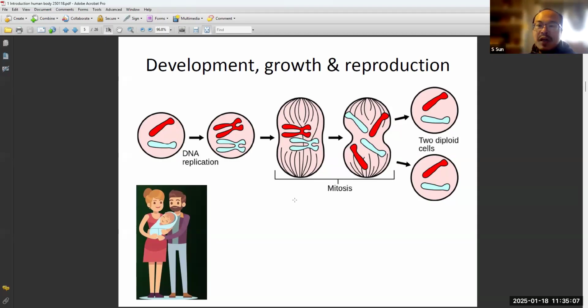So this is part of life. We grow and then we divide and then we reproduce. Basically, we can reproduce in our own body, cells reproduce. Between bodies, we also reproduce. So this is related to the reproductive system. So we have cell mitosis and the reproductive system.